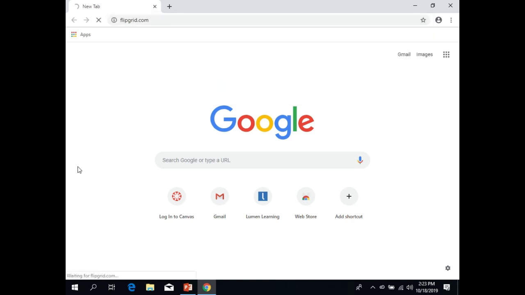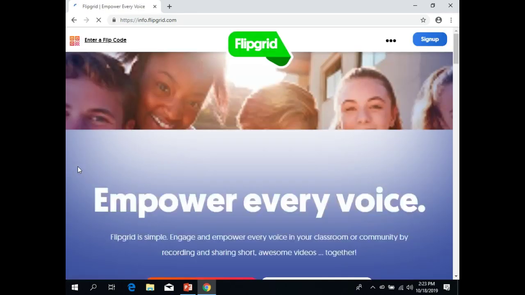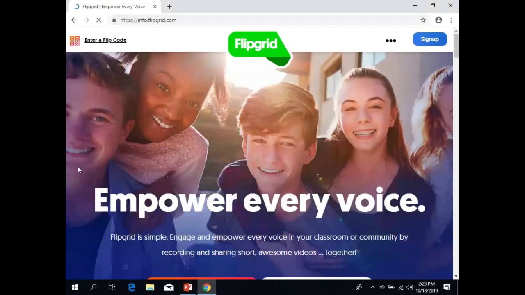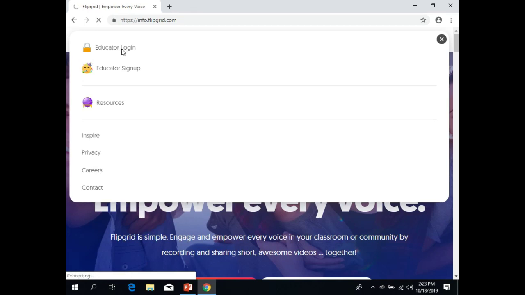So I'll walk you through it if you want. You can even register for an educator account right now if you'd like. One of the great things about it: are any of you at a Google university or a college that uses Google login? Boise State does, so we can easily log in with an educator login.